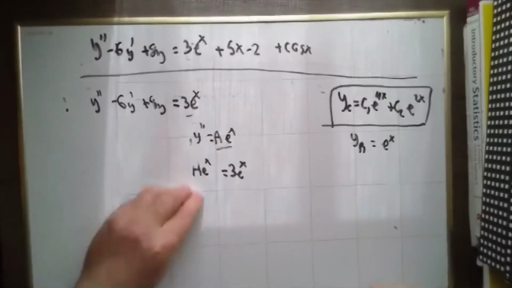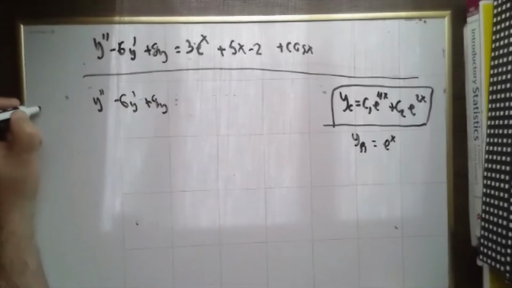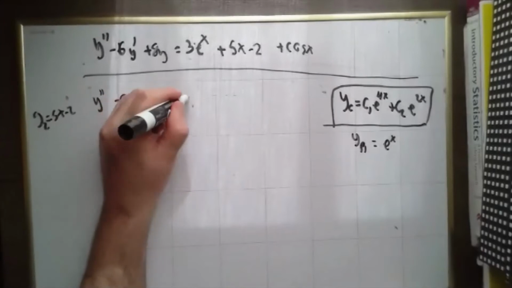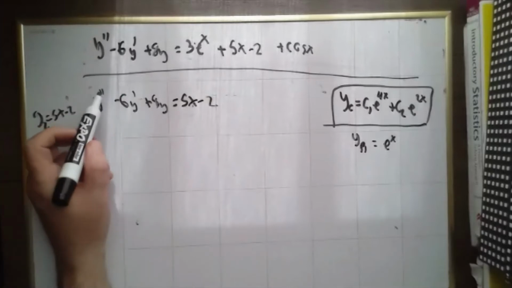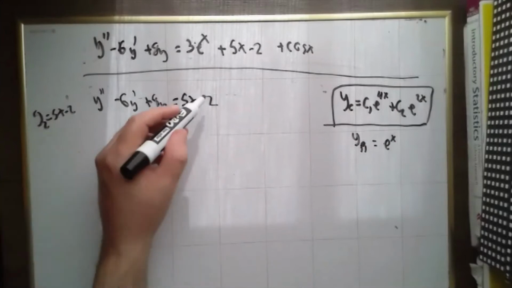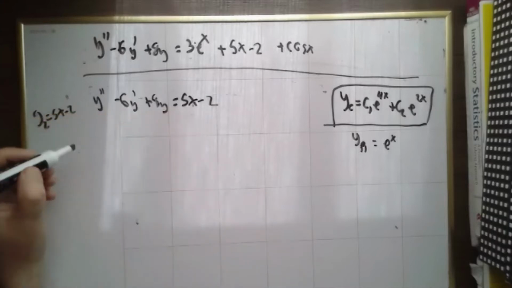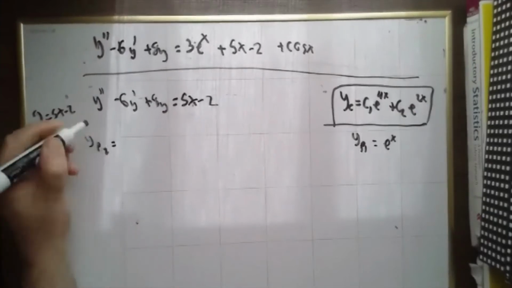Okay, now let's deal with the 5x minus 2. So g2 is 5x minus 2. So I want some function here that when I take two derivatives of it, is still going to give me a linear function. So I need to kind of think backwards and think, well, what kind of function could I have so that when I take two derivatives of it, I still get a linear function? Well, then just raise the exponent up twice. Our yp2 then might be a cubic.